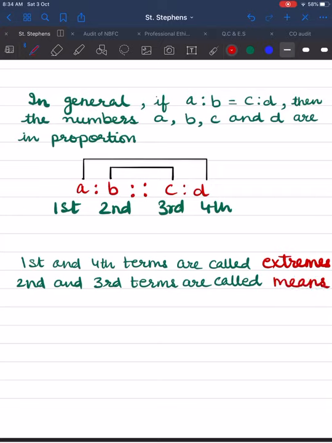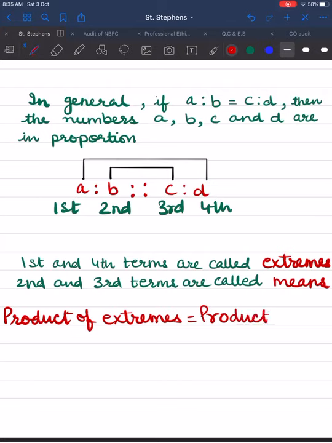And if the four terms are in proportion, then the product of extremes is equal to the product of means. So for product of extremes, we multiply the first and the fourth term. So it is A into D. And for the product of means, we multiply the second and third term. So it is B into C. Now this will become clear from the following example.